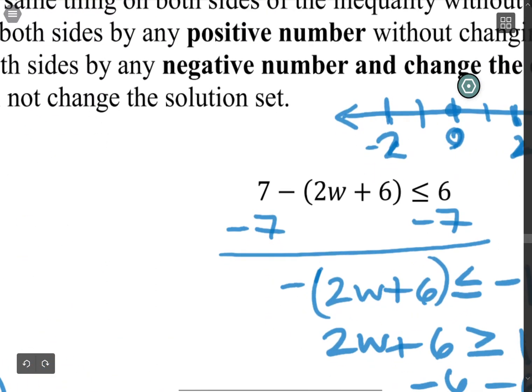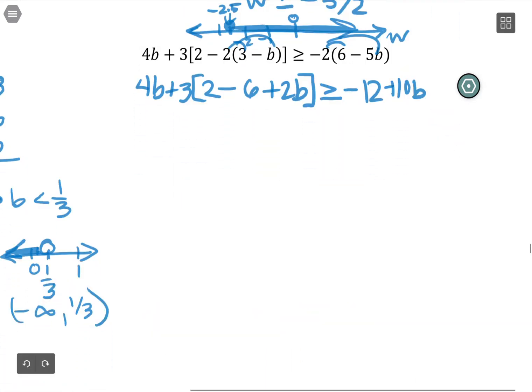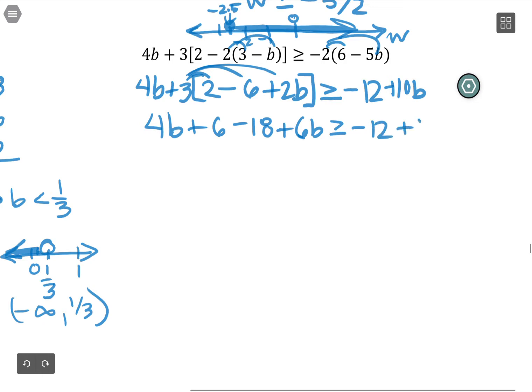Ah, don't jump. Okay. I think I'm going to go ahead and distribute even though there's 3 terms. Save me from rewriting one time. So I see 4b plus 6 minus 18 plus 6b, multiply everything by 3. And that's still greater than or equal to -12 plus 10b.